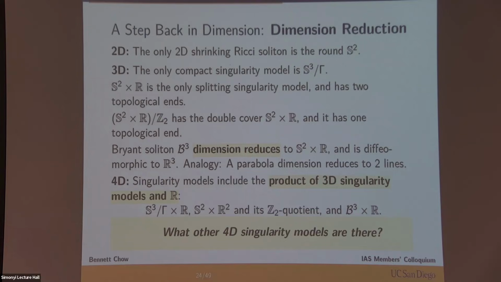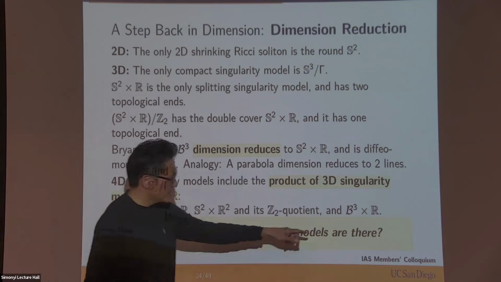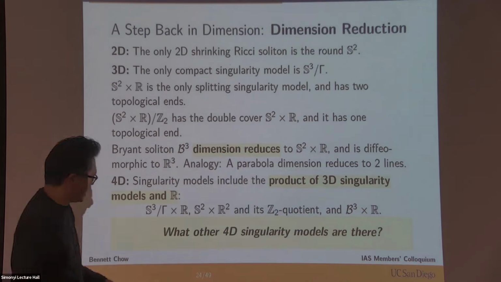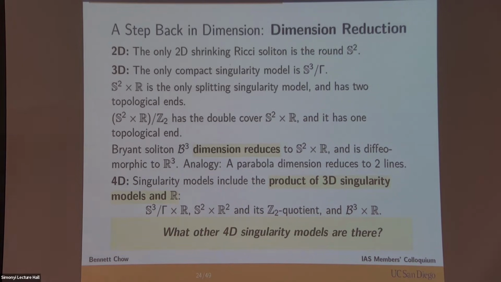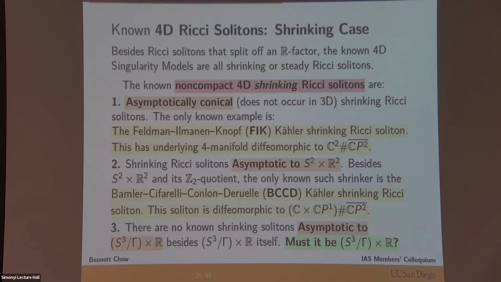And then one gets a shrinking soliton or steady soliton in those cases. And for the steady, we'll just think of R as having potential function 0. And then when we look over here, we have to take that quadratic that I mentioned earlier. Okay, so then the question is what other 4D singularity models are possible? And actually not very many are known.